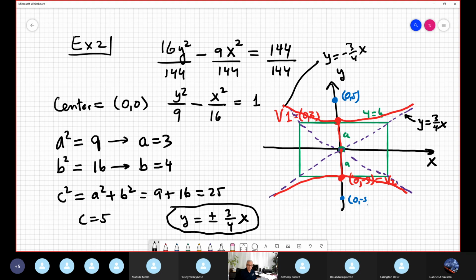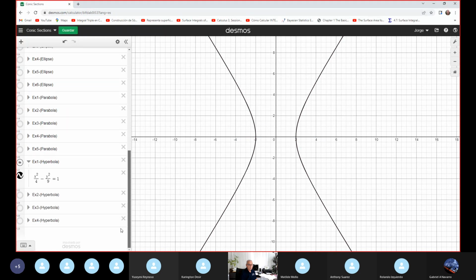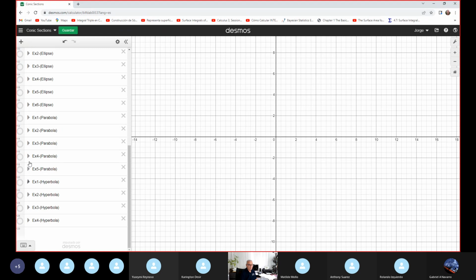Let's move into Desmos to see more accuracy. This graph looks crazy. Okay, Desmos. You see? This is example number 2, no? Hyperbola number 2. Look, I copy exactly the same. I copy identical. I don't change the original.